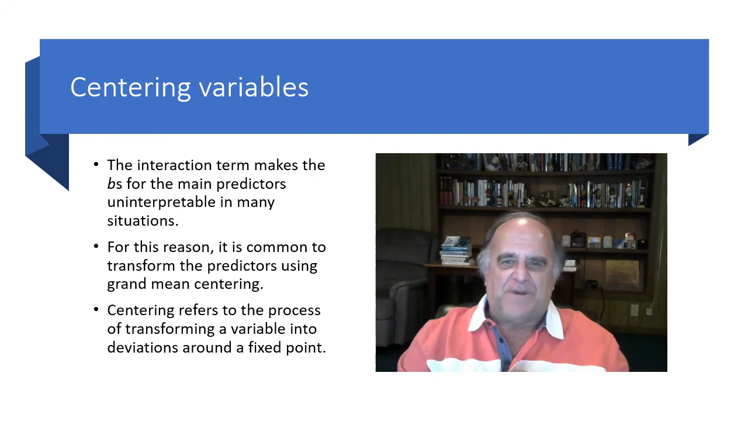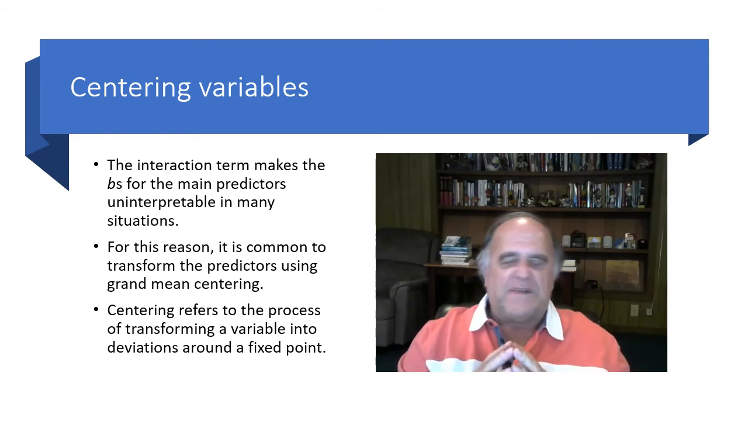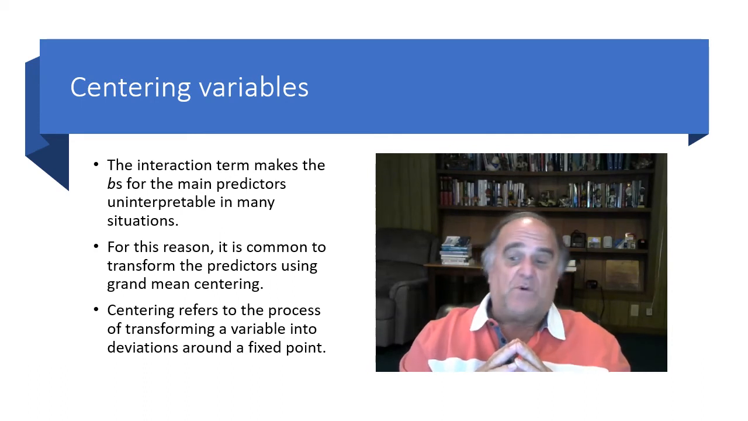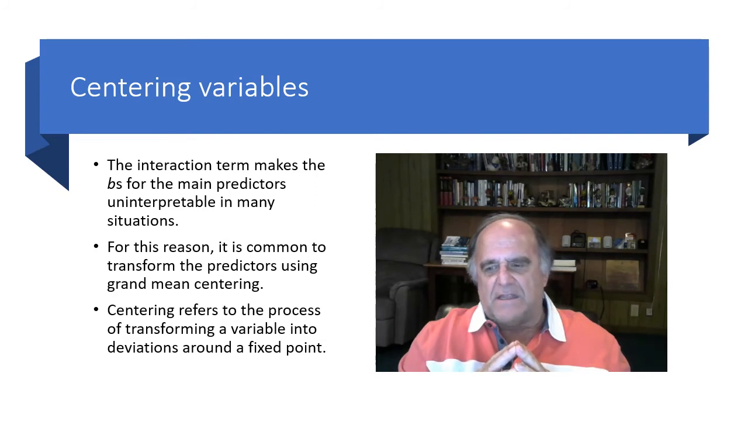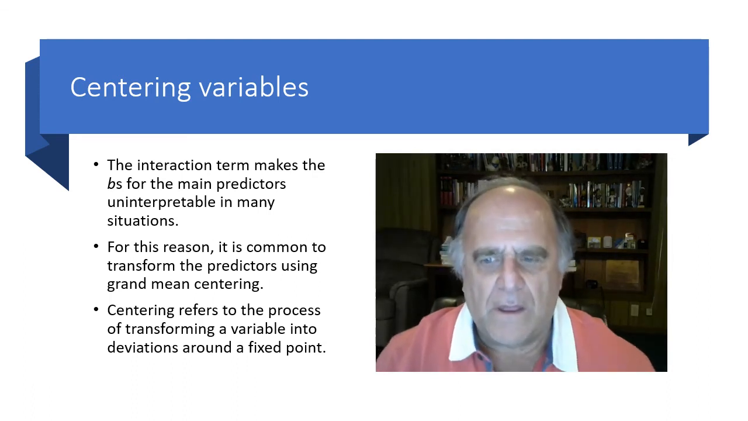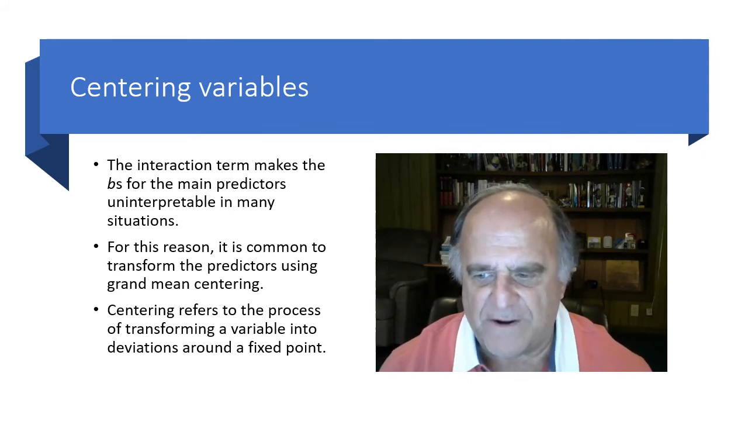Field probably has a better explanation of this than I'm giving. I think if you read it over several times, you'll probably understand it. It's a little hard to explain, but centering eliminates those problems. Although, as I said, one thing Field doesn't point out is that there might be some transformation that would completely eliminate that interaction effect if it's an ordinal interaction. So centering is just the process of transforming a variable into deviations around a fixed point.